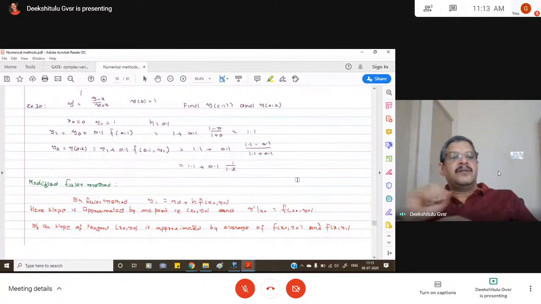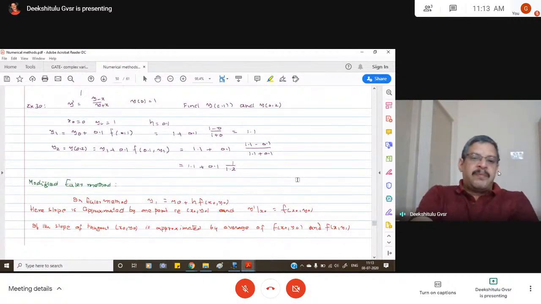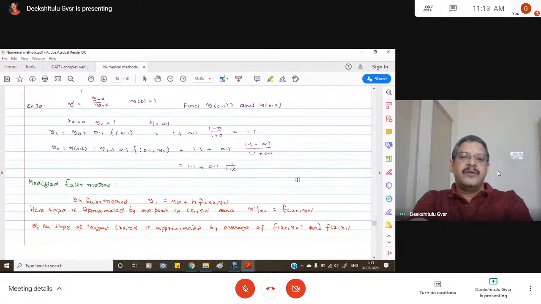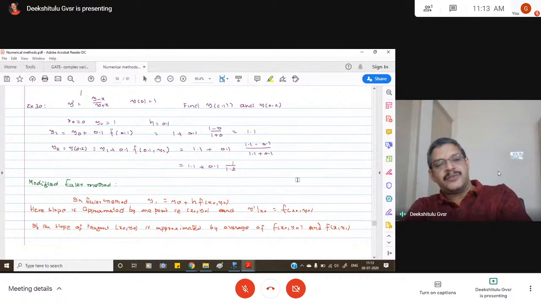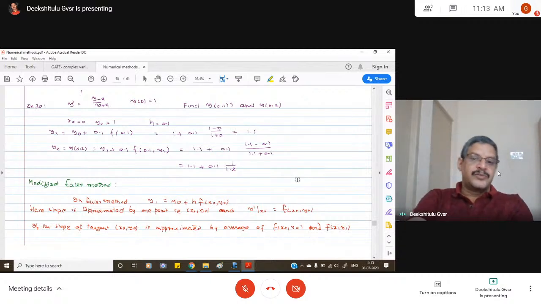Take another problem. y dash is equal to y minus x by y plus x, y at 0 is equal to 1. Find y at 0.1 and y at 0.2. From the problem, x naught is 0, y naught is 1, h is 0.1. So y1 is equal to y naught plus h into f of x0, y0, where x0 is 0 and y0 is 1. You calculate this, it is 1.1.